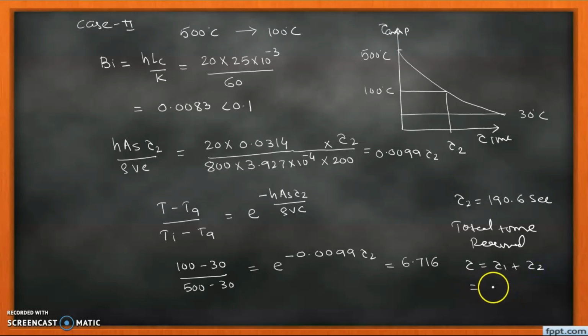So the total time required, tau equals tau 1 plus tau 2. So finally we get 4.94 plus 190.6. So we get 195.54 seconds. And if we convert this into minutes, then 3.25 minutes of time is required for case 1 and case 2 combined. So students, this is our final answer. Thank you students for watching this video. Thank you.